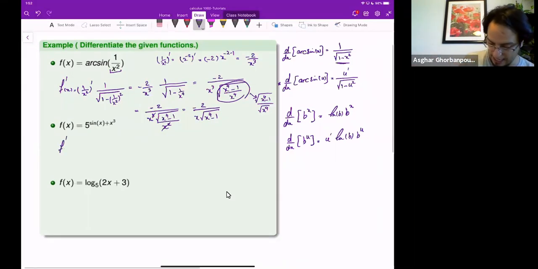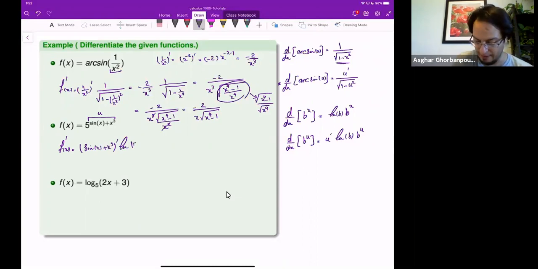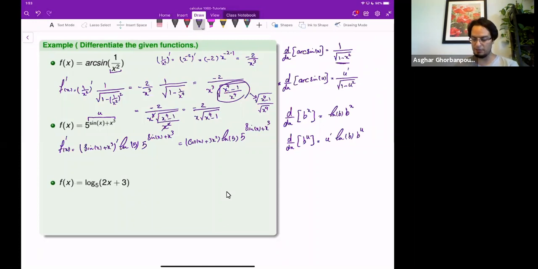Now, in this case, we have the derivative of u here, times ln b, the base is 5 here, and then 5 to the power sine x plus x to the power 3. Derivative of sine x is cosine x plus 3x squared, times ln 5, times 5 to the power sine x plus x cubed. And that's the derivative. The simplification is enough there.